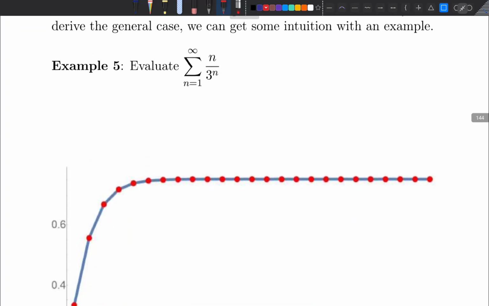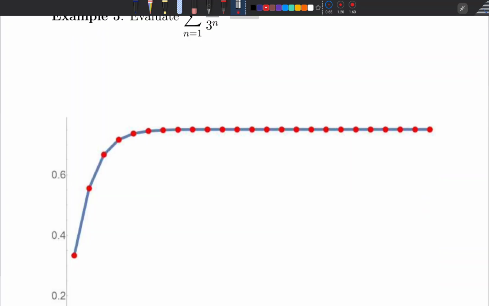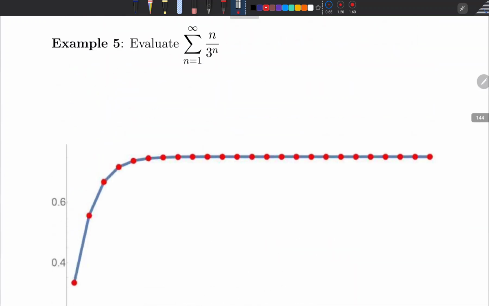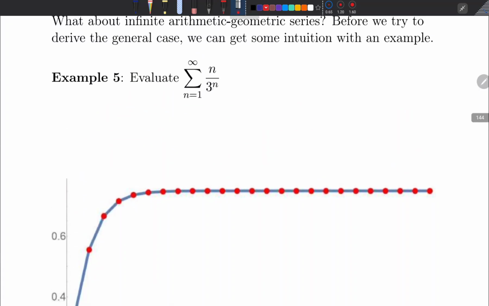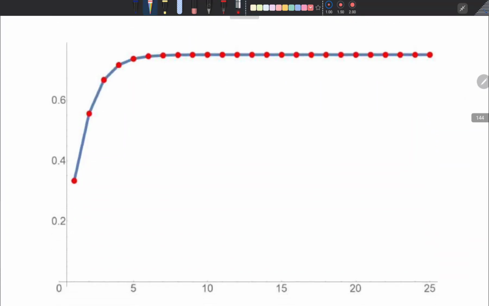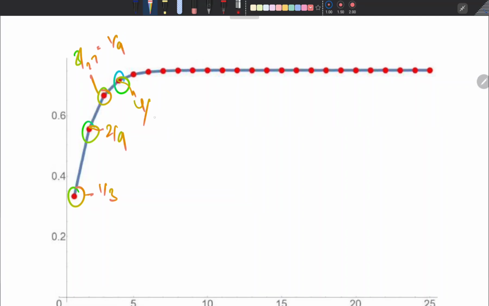Now we have another example, a sum inside a sum. Basically this is the curve of partial sums. When you plug in n equals 1, it's 1 over 3, and then it's 2 over 9. This point represents 1 over 3, then 2 over 9, then 3 over 27, which is 1 over 9, then 4 over 3 to the 4th, which is 4 over 81. That just keeps going up to infinity.